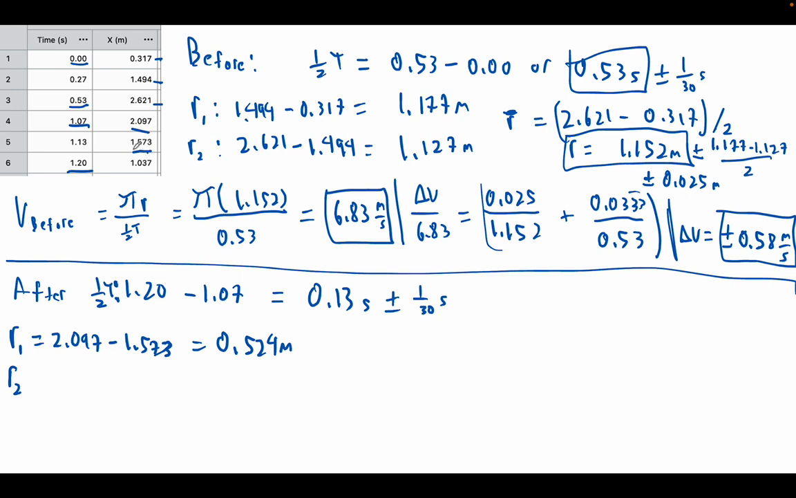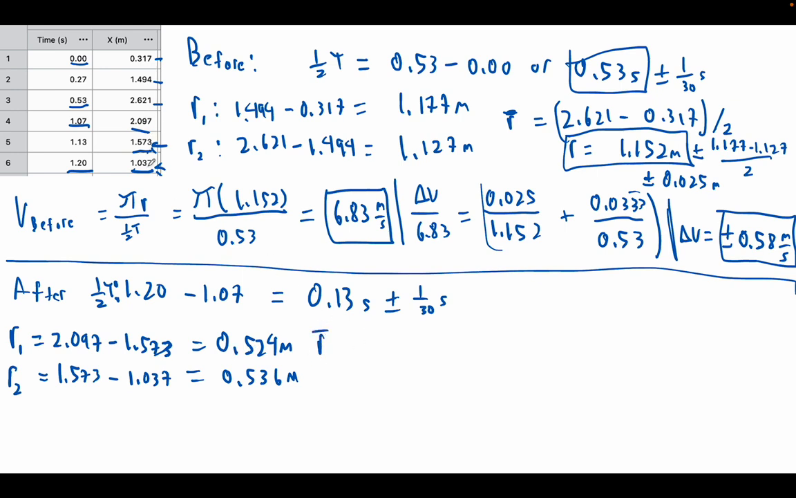And then let's find the other radius. That's going to be this guy minus this guy. So 1.573 minus 1.037, and that is 0.536.